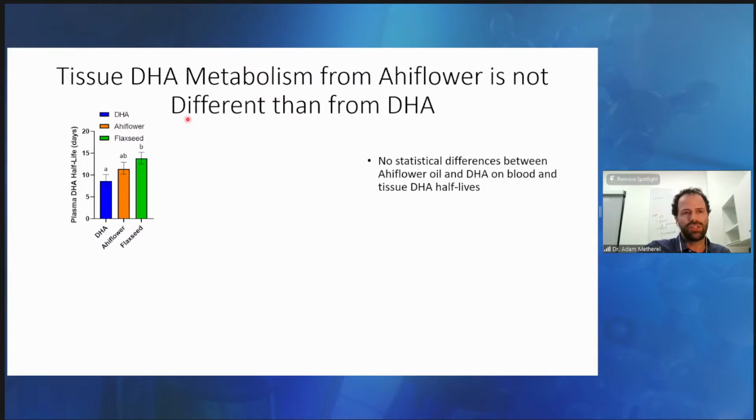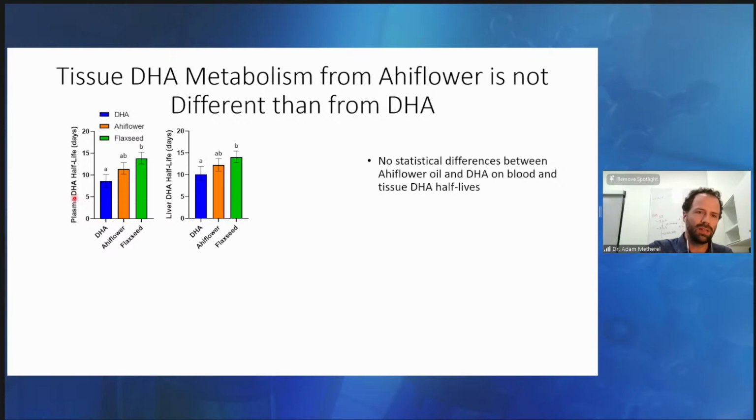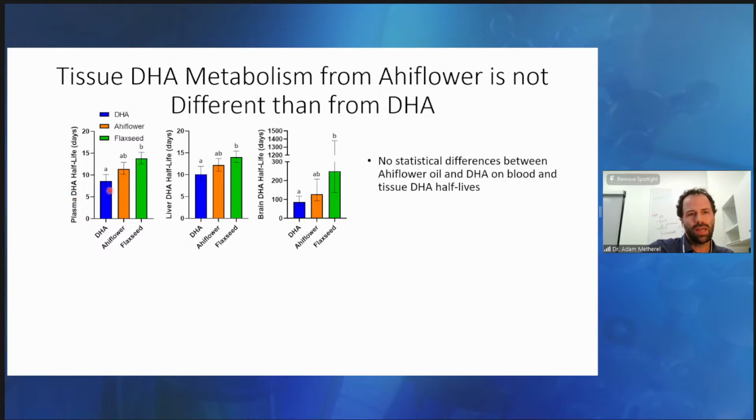So what we see is that tissue DHA metabolism from ahiflower oil is not different from DHA. We have our half-lives here in plasma, in liver, and in brain. And in each case, the half-life for DHA is faster than from flaxseed oil, but not from ahiflower oil. And conversely, we could say the same about comparing ahiflower to flaxseed.